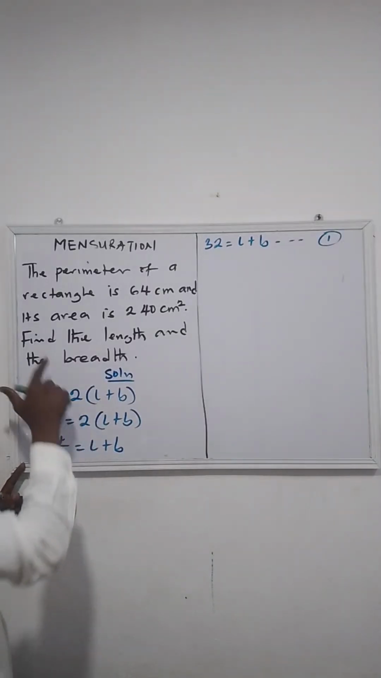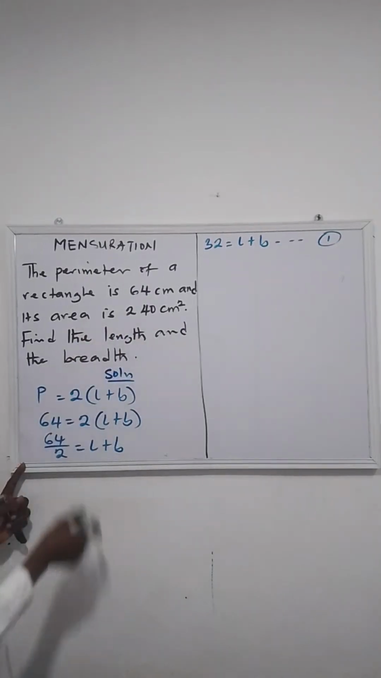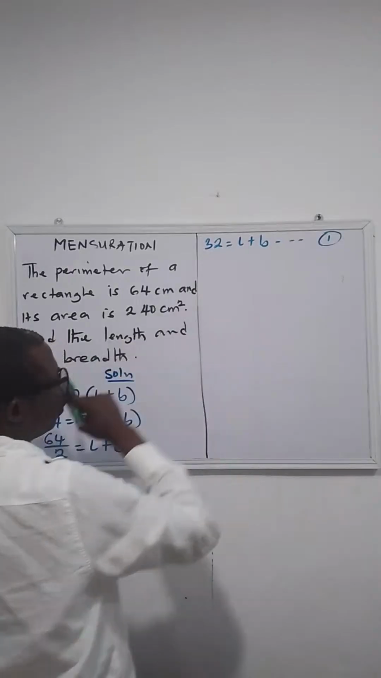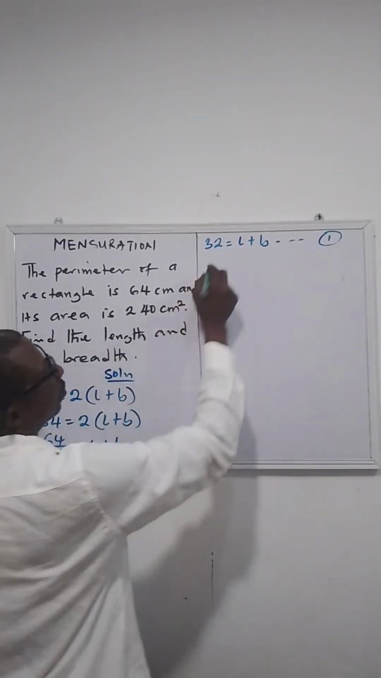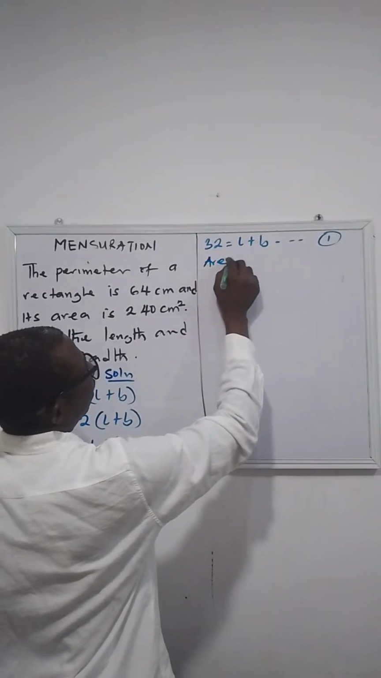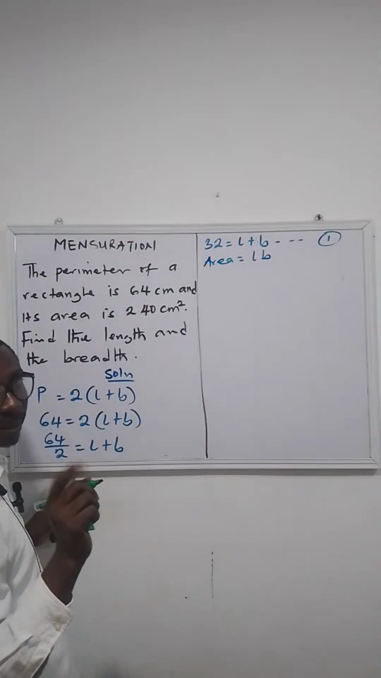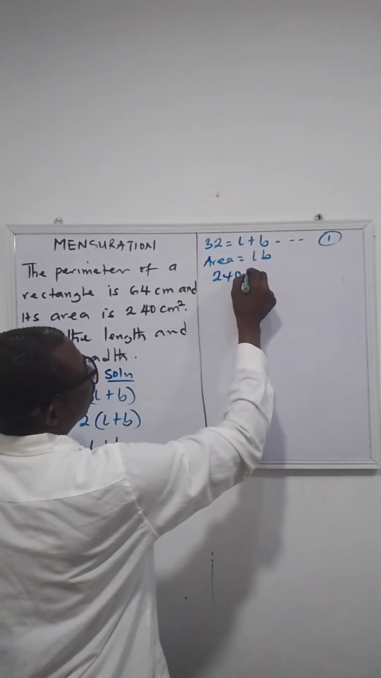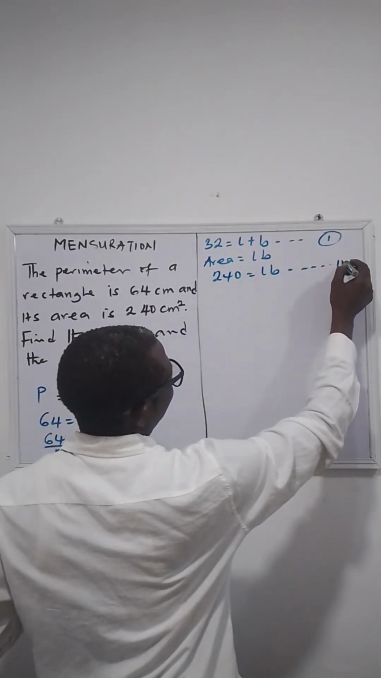Another piece of information we have is the area of the rectangle, which is 240. What's the formula for the area of a rectangle? That's length times breadth. I hope you still remember that. So area, given as 240, equals length times breadth. You call this one equation 2.